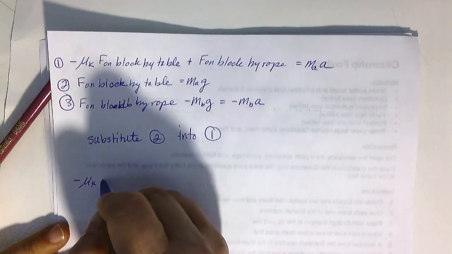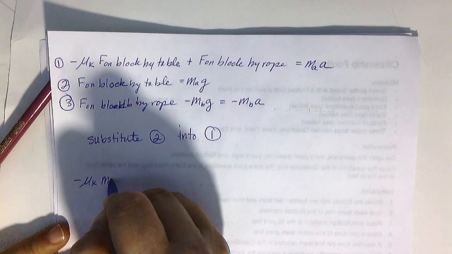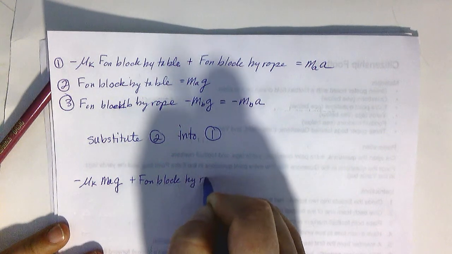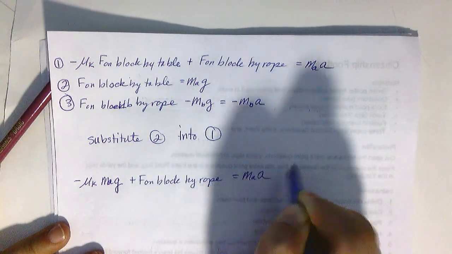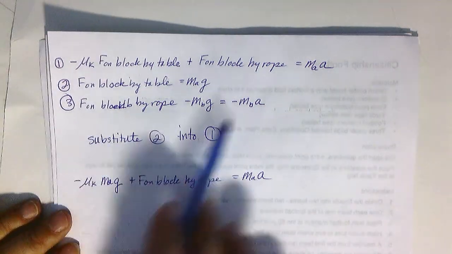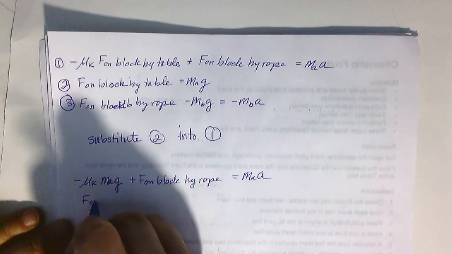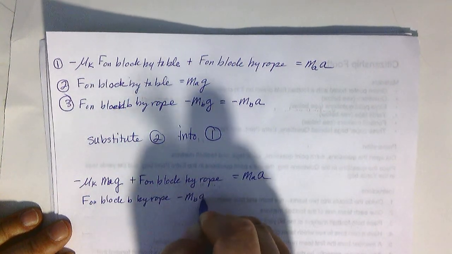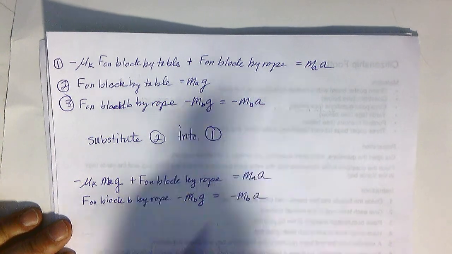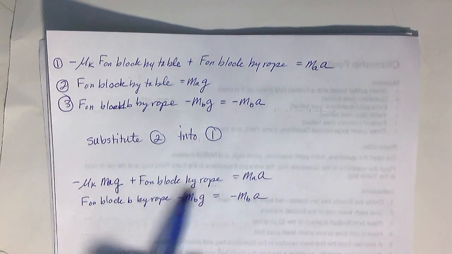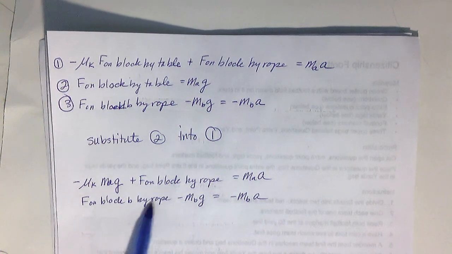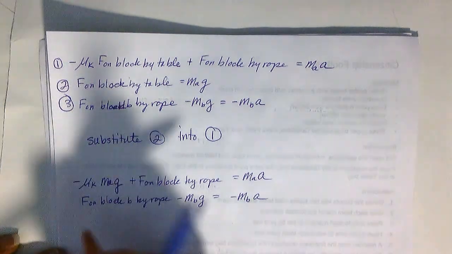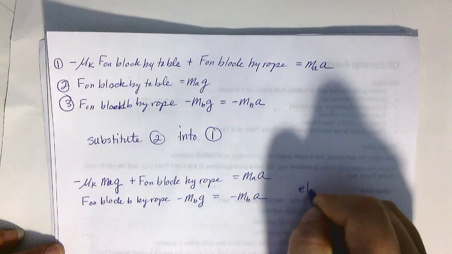I end up with minus mu sub k m sub a g plus force on block by rope is equal to m sub a a. Now, we now have two equations, and I have force on block B by rope minus m sub b g is equal to minus m sub b a. Now, remember that force on block A by rope and force on block B by rope are the same thing. Okay, so what I'm going to do now is elimination. So here I did substitution, now I'm going to eliminate.